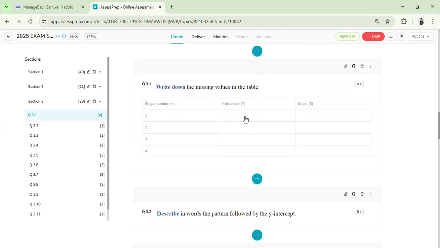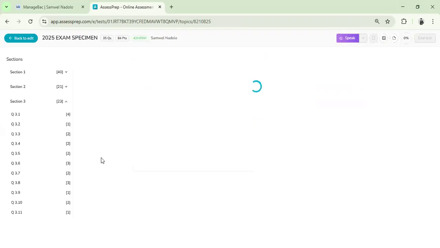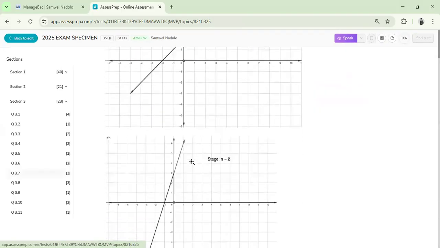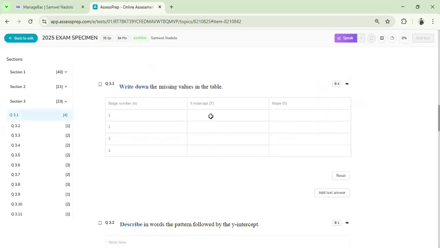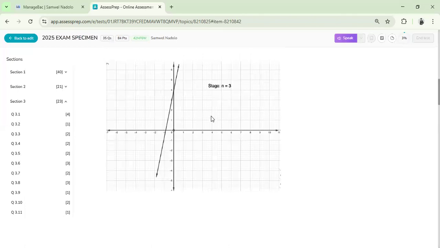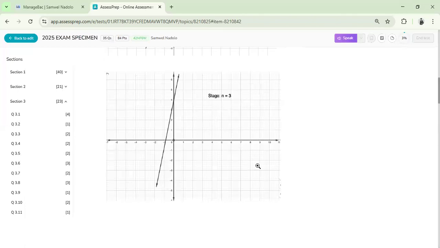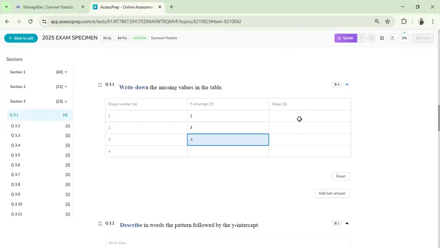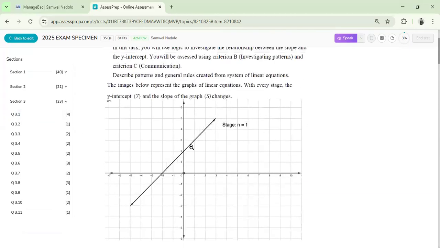So we saw that we started with 2 for stage 1, then 3 for stage 2, 4 for stage 3. So you have it up to the 3rd stage, and then for slope, we'll start from where the y-intercept is. The y-intercept is at 2, and then look for any point on the line.